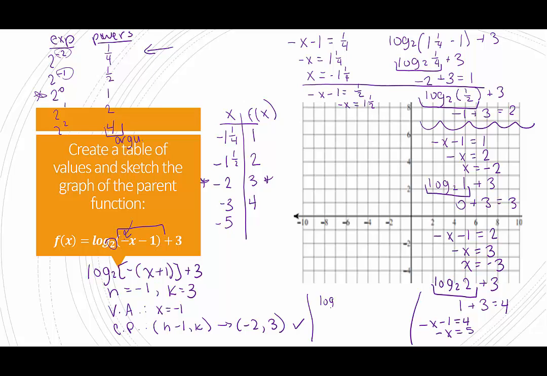We have log base 2 of negative negative 5, which is 5. 5 minus 1 is 4. Yes, that's what we wanted. We wanted an argument of 4. Oh, I said equals. I meant to say plus 3.